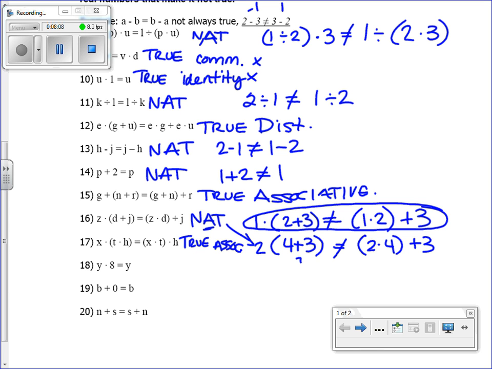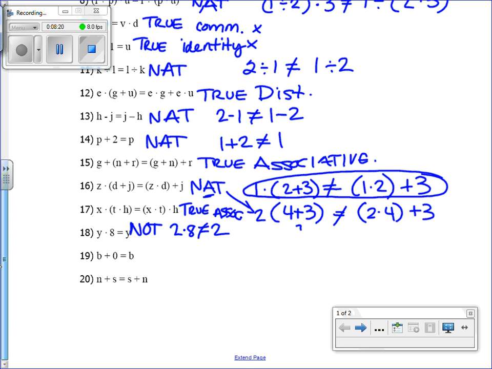Y times 8 equals Y. Not always true, especially if Y is 2. 2 times 8 does not equal 2. And B plus 0 equals B. True, because that's our identity property of addition. And finally, N plus S equals S plus N. That is true. And that is our commutative property.